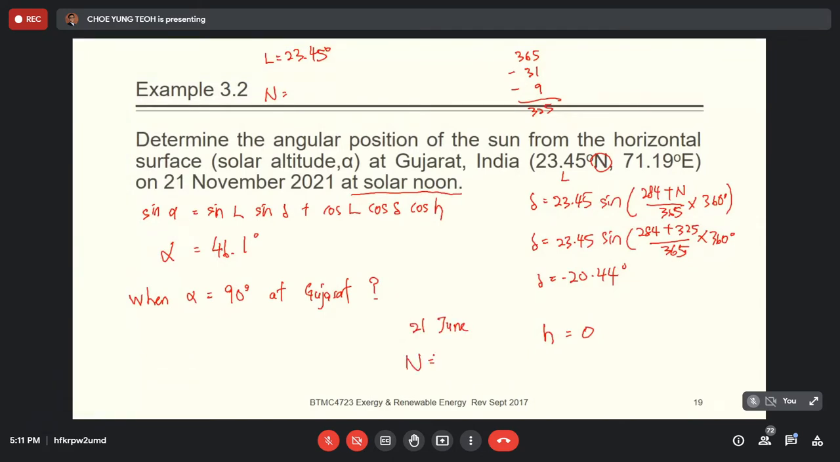So the number N will be, June is the middle. You can start from the back or start from the front, but it is almost the same. So N is 172. Let me know if you get the right answer. Now you substitute 172 into this equation for the declination angle. Is that 23.45? Should be close to it. Okay, I get exactly 23.45.